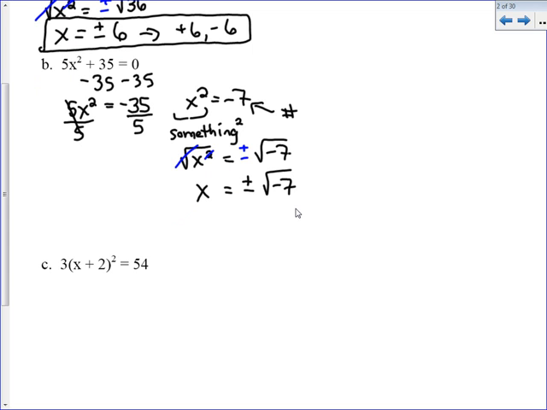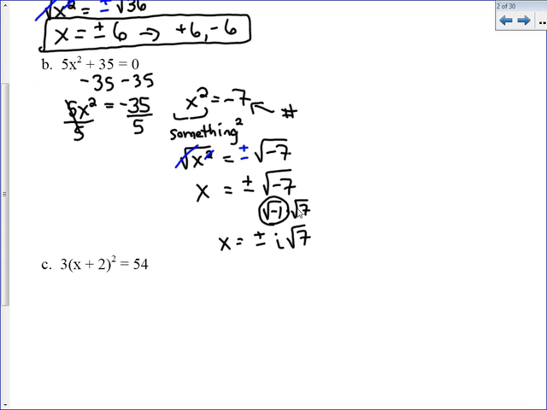Emily, what do you got? That's if you have a negative exponent. Negative under a radical. Square root of negative 1, so 10.7 right here. Yeah, and what's the square root of negative 1? Yeah, it's our imaginary unit, i. So we're going to have plus or minus i square root of 7.